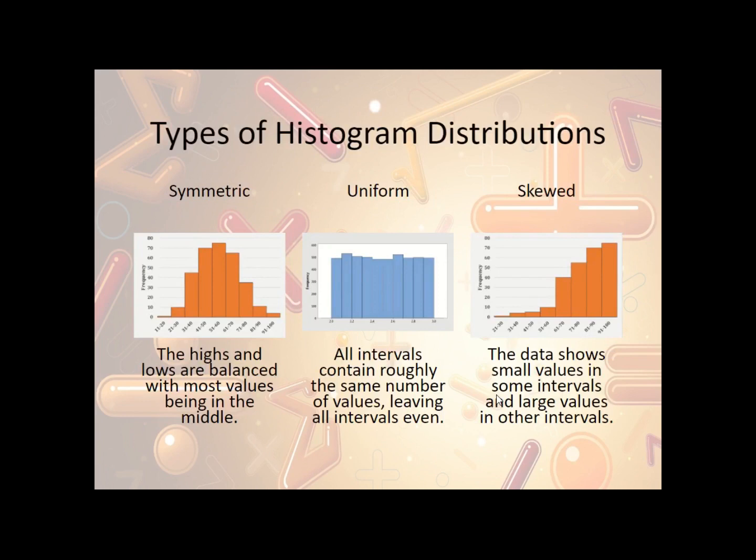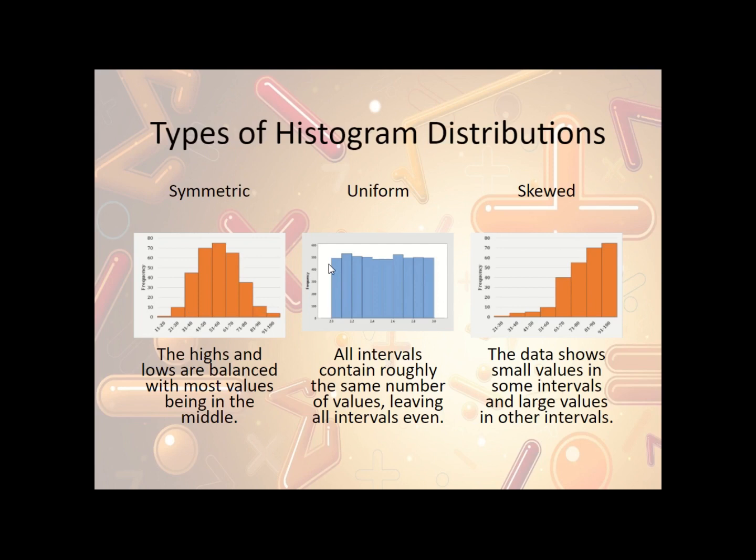Now, types of histogram distributions. So the first one is symmetric. So notice it forms almost like a U shape. So when we create our graph, it should look kind of like this, and it may not be a perfect U. Notice that this one is definitely lower than this one, right? So it's not perfect, but it's kind of close. So it forms generally this U shape here. So that's a symmetric one.